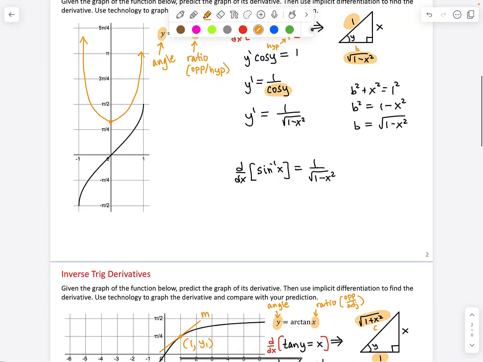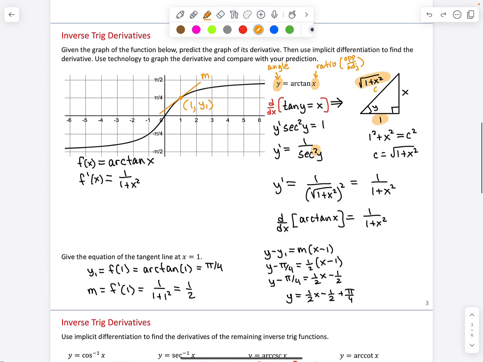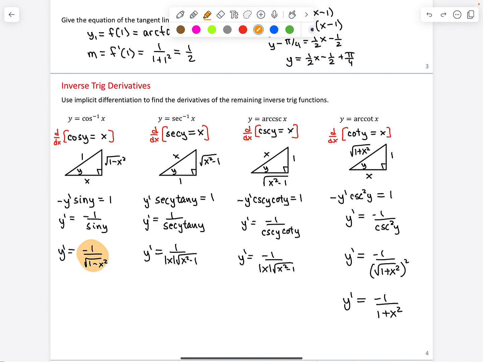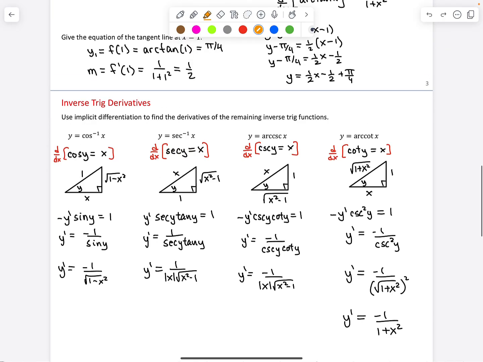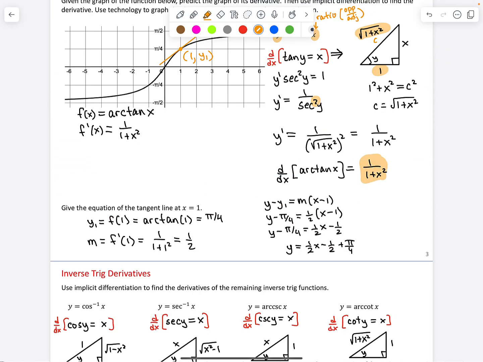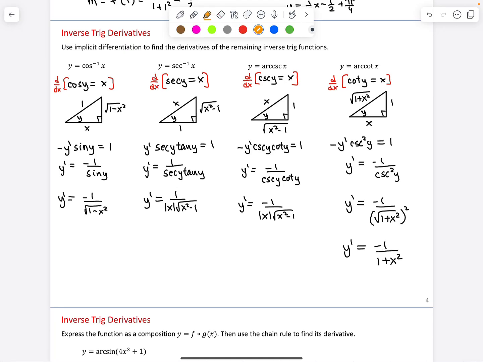Backing up a page, we saw that the derivative of arc sine was 1 over the square root of 1 minus x squared. And notice that the derivative of arc cosine is the same thing but negative. Backing up a page, the derivative of arc tangent was 1 over 1 plus x squared. And the derivative of arc cotangent is the same thing but negative. And finally, notice the derivative of arc secant is 1 over absolute x times square root of x squared minus 1, and the derivative of arc cosecant is the same thing, but negative. Okay, moving on.